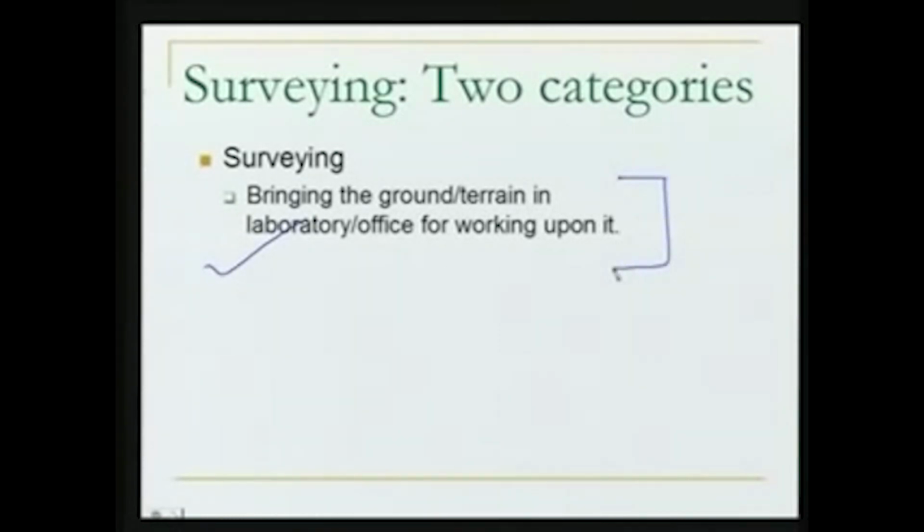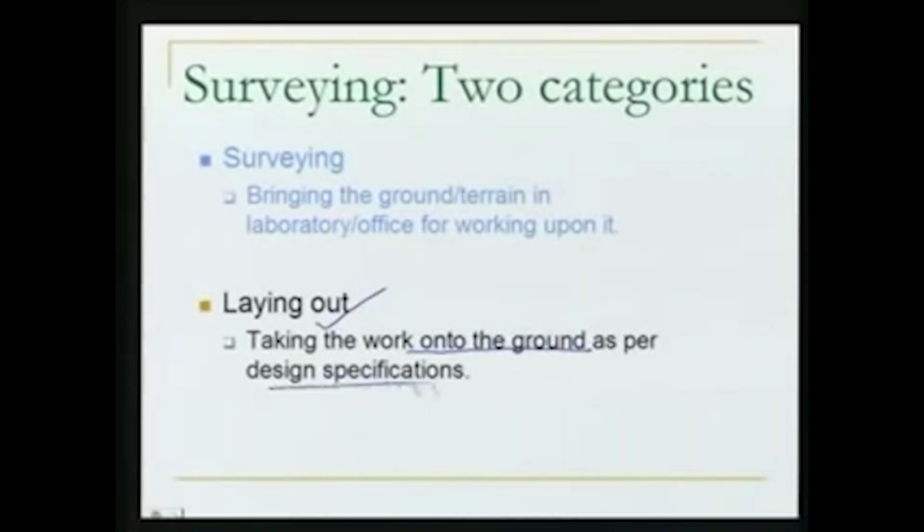Then the second part, you should be able to tell me now what the second part is. I believe you can guess it. The map is in the laboratory, we work upon it, we plan a town on that, then this town is to be taken onto the ground. So that's the second part of surveying, and we give it a name: laying out. So what is laying out? Taking the work onto the ground as per design specifications. So we have seen two types of surveying.